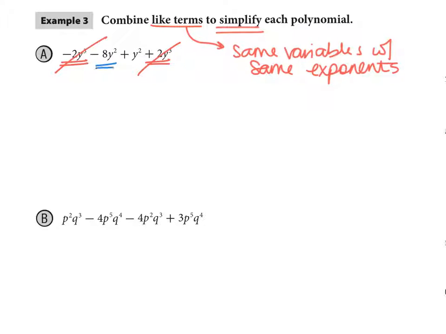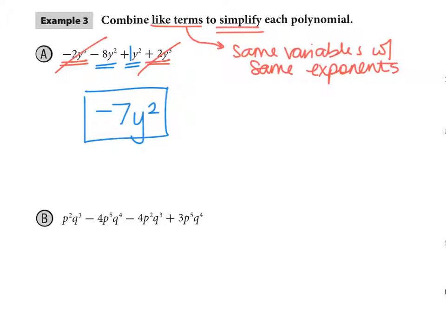These other 2 both have y squared. And so this is like saying negative 8y squared plus 1y squared. When we add them, we add the numbers. So negative 8 plus 1 is negative 7. But the variables stay the same. So it's going to stay y squared. We're not going to add those. We just add the numbers. All right, let's look at B since it's got a few different letters going on.